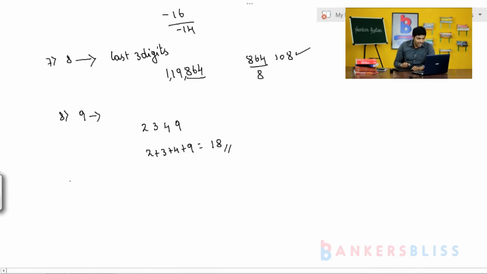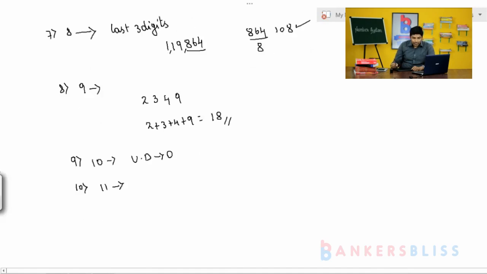Next, test of divisibility for 10. The unit digit should be 0. Next, test of divisibility for 11.